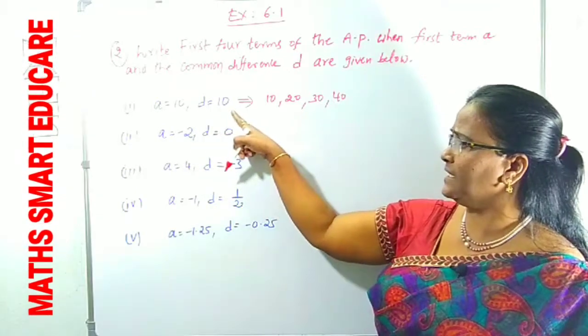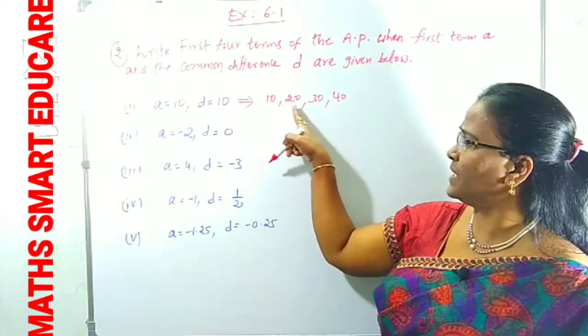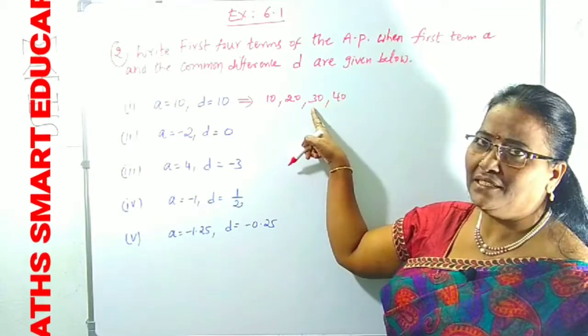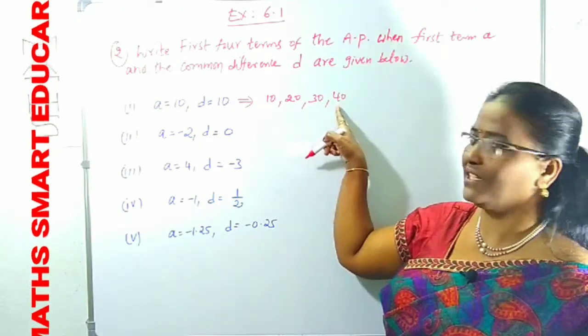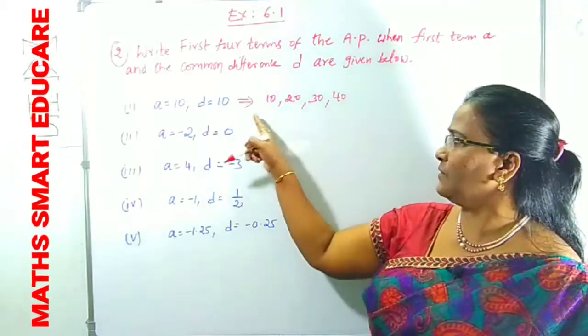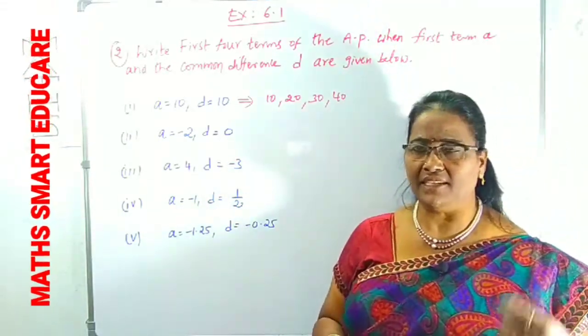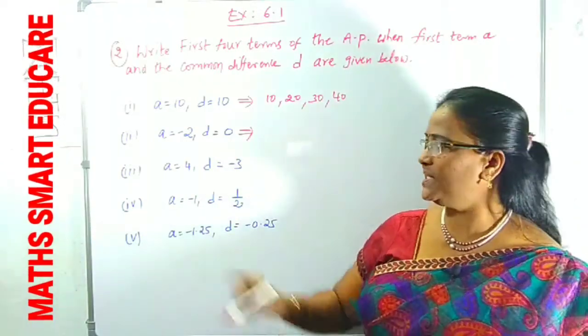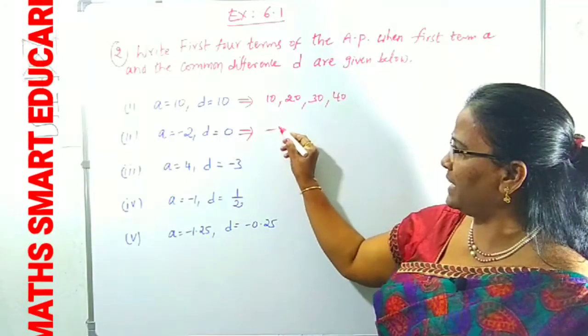A is 10, add the D to A, that is 20. 20 plus again adding the 10 is 30. Again add the 10 to 30, it is 40. That's it. Clear? We have to keep adding 10 each time, one after another.